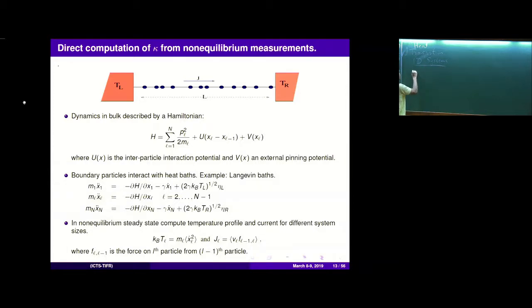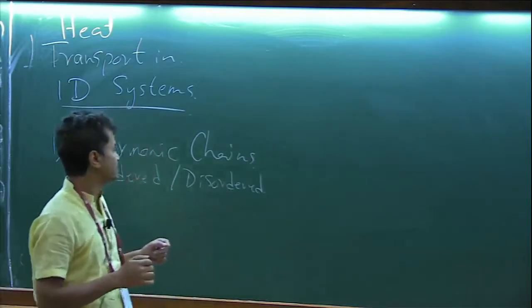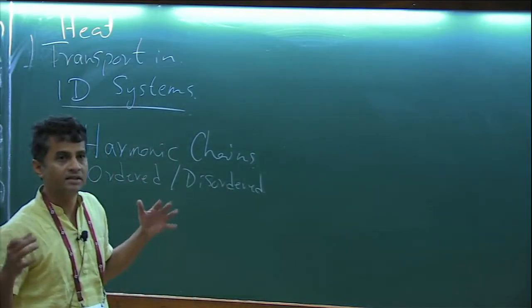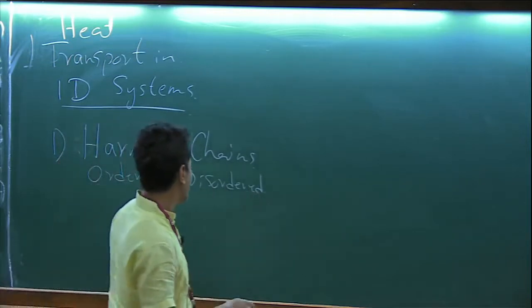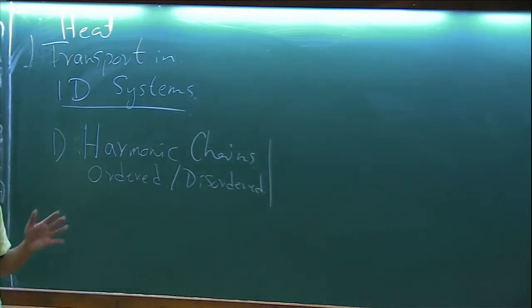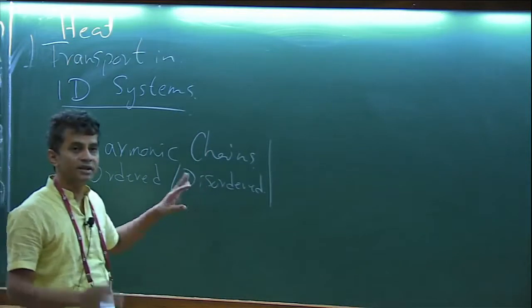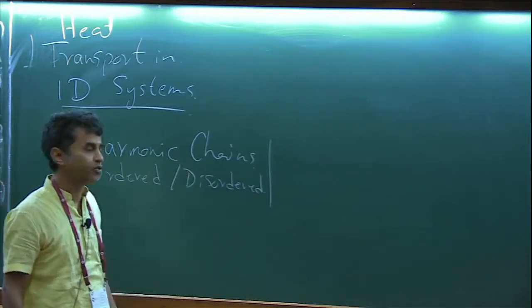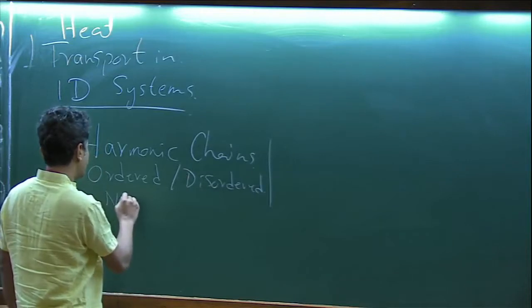We looked at harmonic chains, both ordered and disordered. And I basically discussed this formalism where you can model the baths in some way and then compute exact expressions for current and so on. And then we saw that in the ordered case, the current doesn't decay at all with system size. In the disordered case, there is some funny dependence on boundary conditions and no Fourier's law.